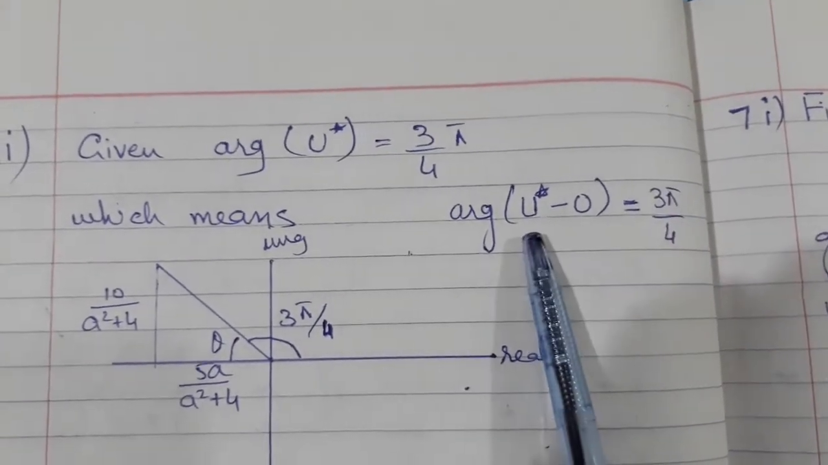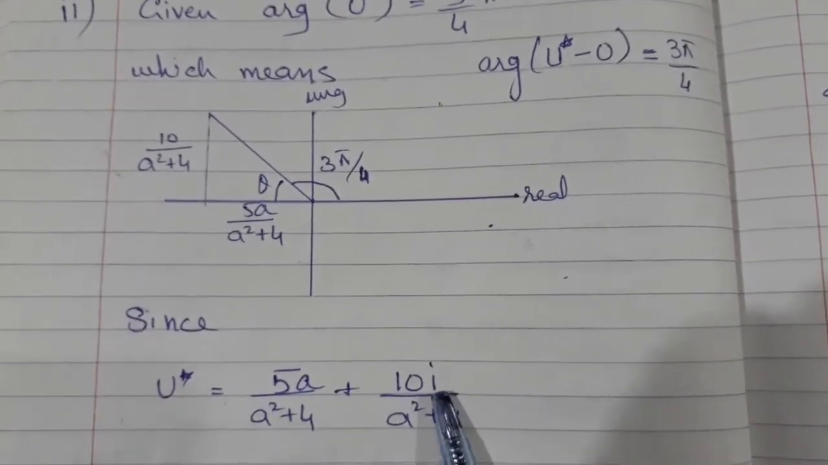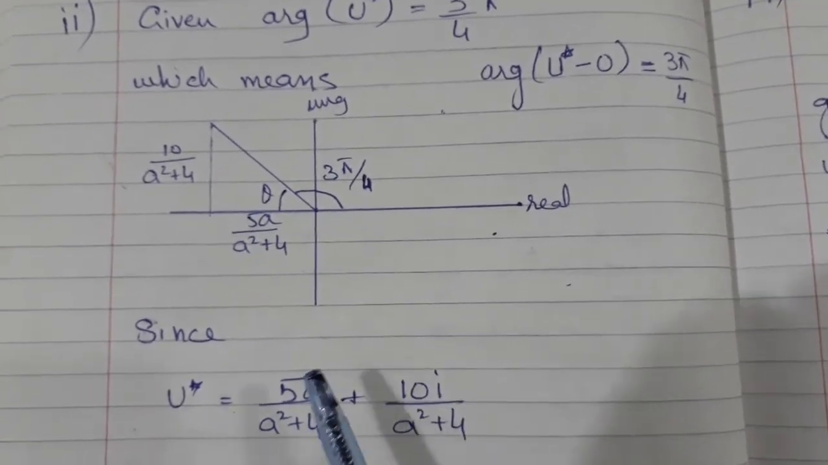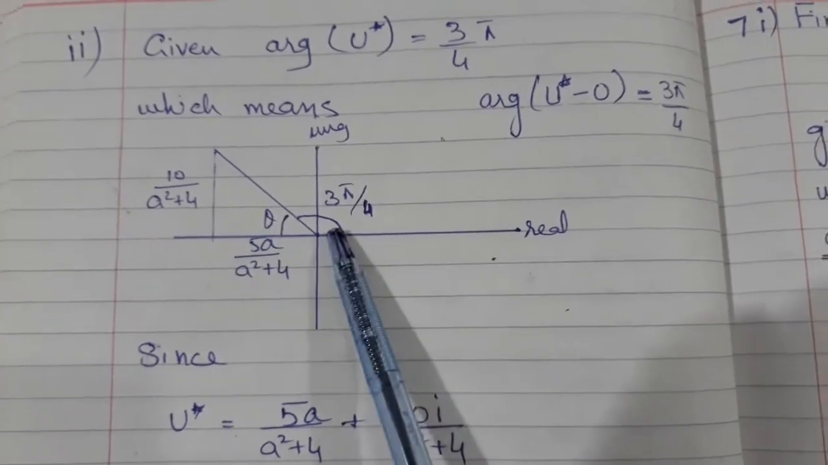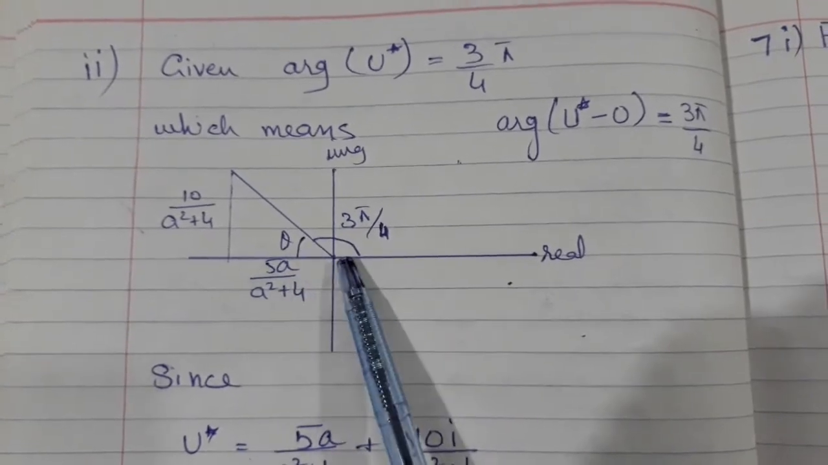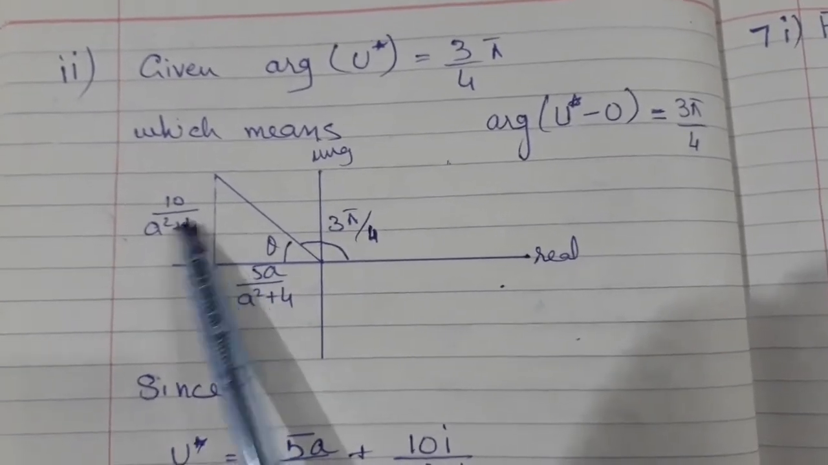Now let's see what was my u conjugate. My u conjugate was this, right? So now this is the x coordinate and this is the y coordinate. When I complete a triangle here and I want to find this theta, I will write the x component here and the y component here.